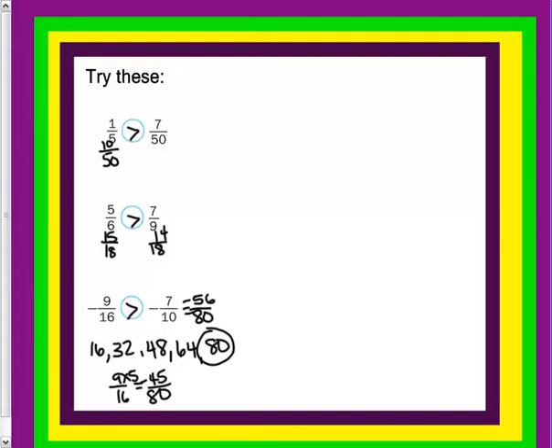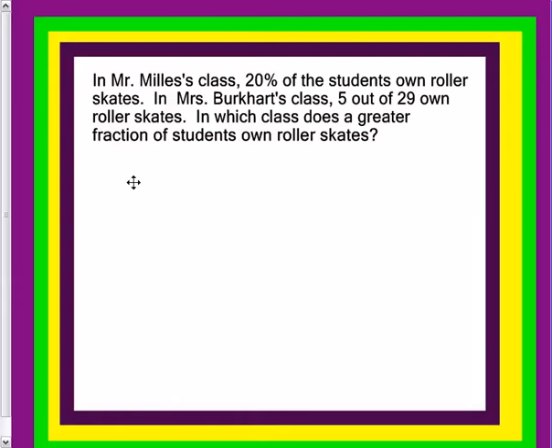Okay? All right. In Mr. Millis's class, 20% of the students own roller skates. In Miss Burkhart's class, 5 out of 29 own roller skates. In which class does a greater fraction of students own roller skates? Okay, so let's look at this again. What we're doing here is we are comparing 20% to 5/29.